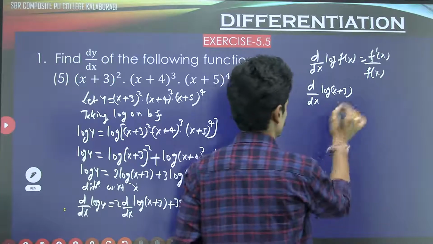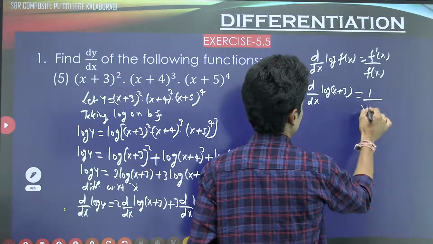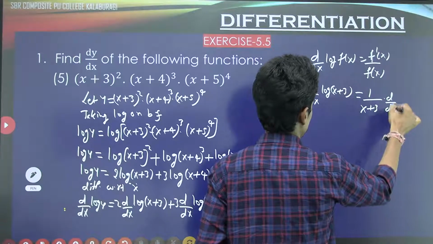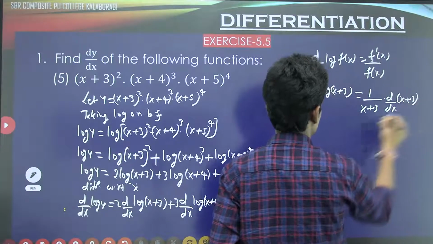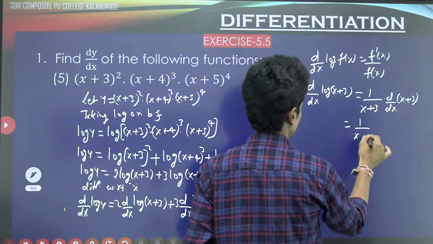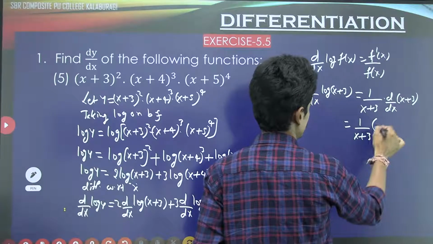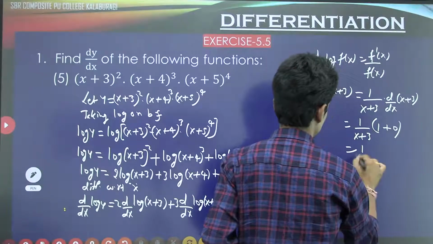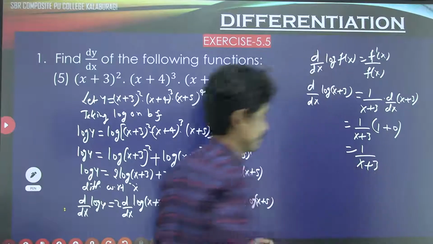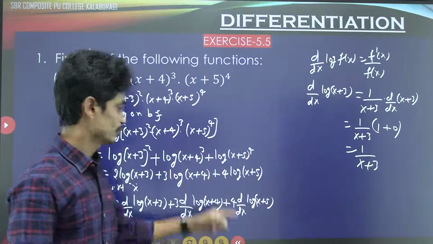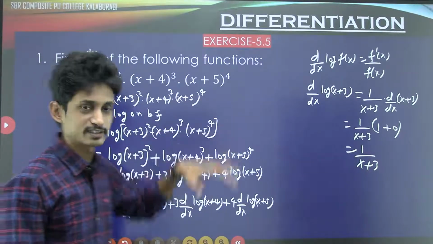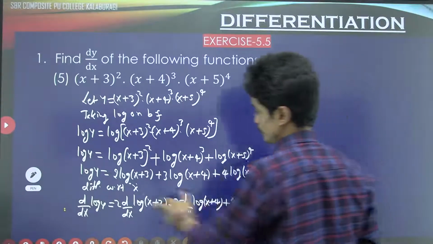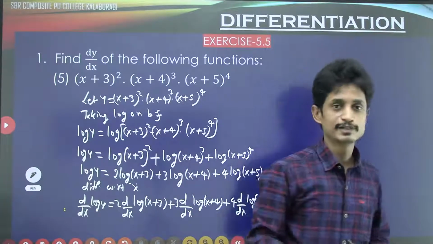So that log derivative would be 1 divided by x plus 3 into d by dx of this x plus 3. How to differentiate? 1 divided by x plus 3 keeping as it is, the derivative of x with respect to x is 1, and the derivative of the constant is 0. Finally, we are getting 1 divided by x plus 3. Apply to the remaining functions also, and we'll get the same pattern. So now we should differentiate. How much is this value, tell me now.